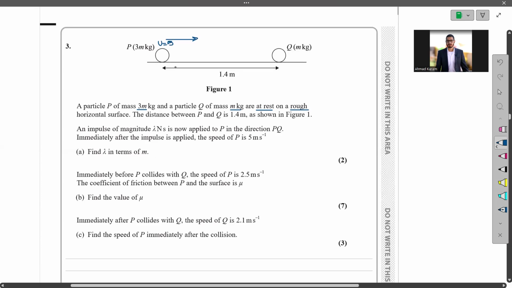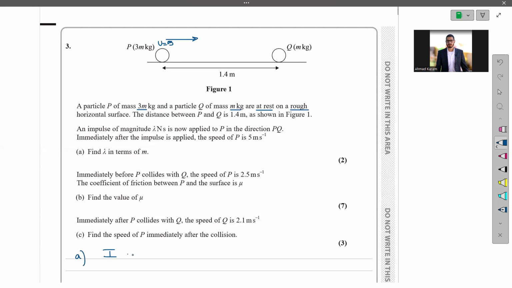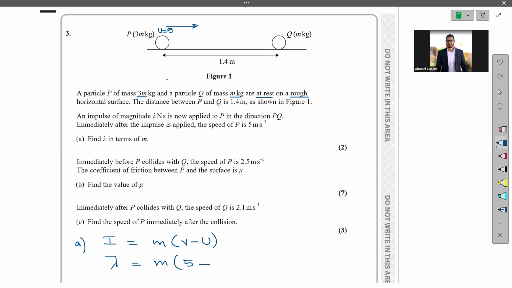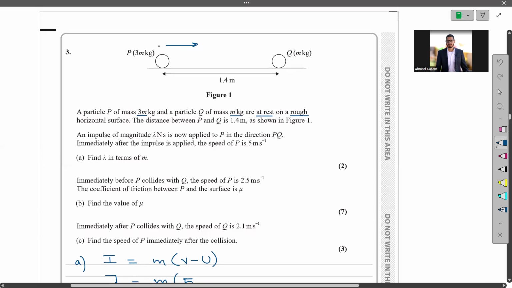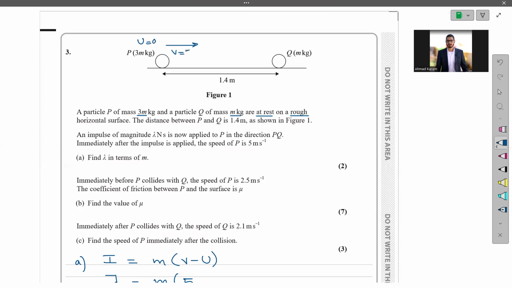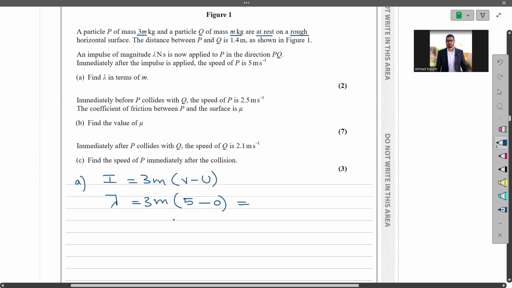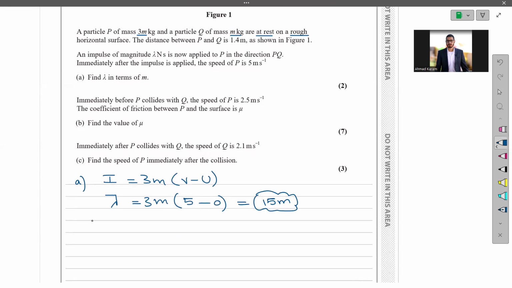So here we have the impulse. In the first part, impulse equals m(v minus u). The impulse is lambda, and v is 5 minus u. Here u equals 0, at rest first, and after the impulse, v equals 5. So 5 minus 0, and the mass of particle P is 3m, so it equals 15m. This is the value of lambda.